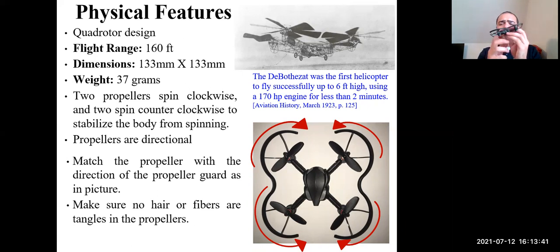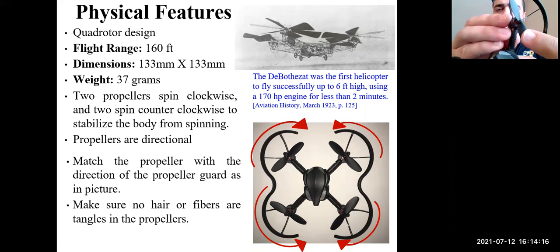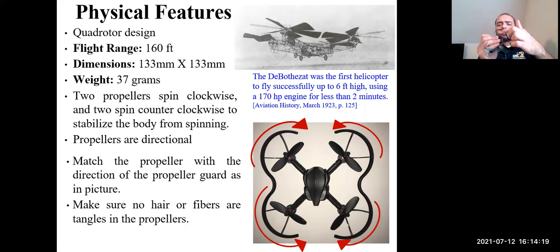If you don't cancel the torque, then what's going to happen is spinning. For example, in helicopters, you have in the back, in the tail, a rotor that cancels the spinning that is caused by the main rotor, the lift rotor. So these are directional propellers. That's why you have to match the propeller with the direction of the propeller guard as in the picture. If you look here, you will see there's an arrow that indicates how it rotates. For simplicity, the rotation has to match the guard that is on it.